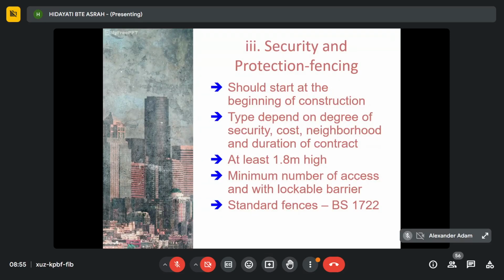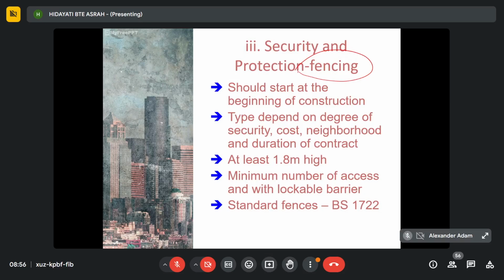So how to provide this security? It can be provided using a physical or visual barrier. Physical barrier usually is fencing, pagar. Okay, security and protection should start at the beginning of the construction. So you have to plan properly. Before you start with the construction, you already erect the fence, the pagar, around your construction area.